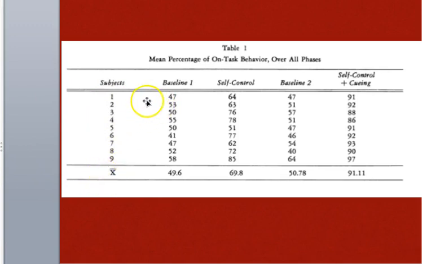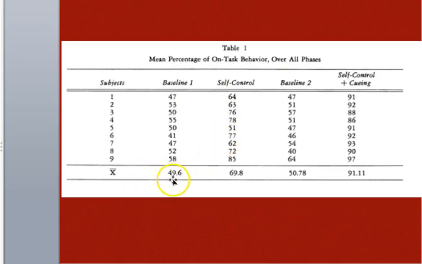And these are the mean percentage of on-task behaviors overall across all the phases. So here's baseline. Here's self-control, where they're just trying to behave appropriately. They're making their best effort. Then they return to baseline, and then they did self-control plus the discriminative stimulus cueing that allowed them to determine whether they were on task or not.